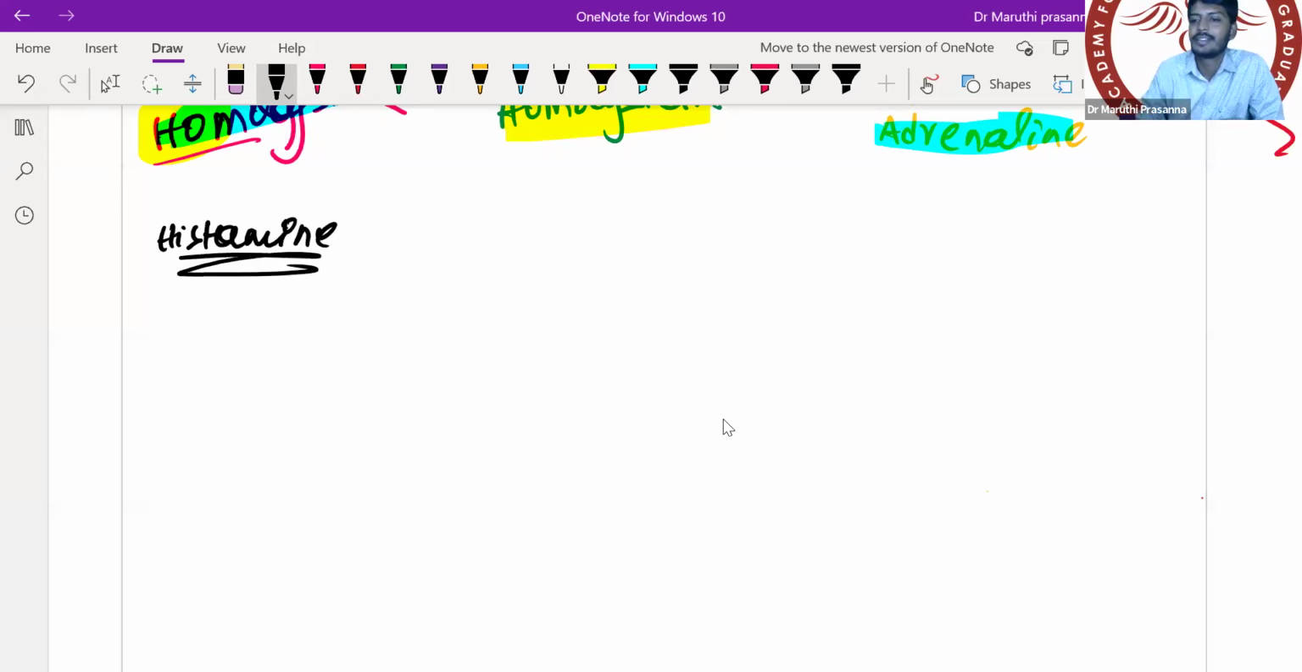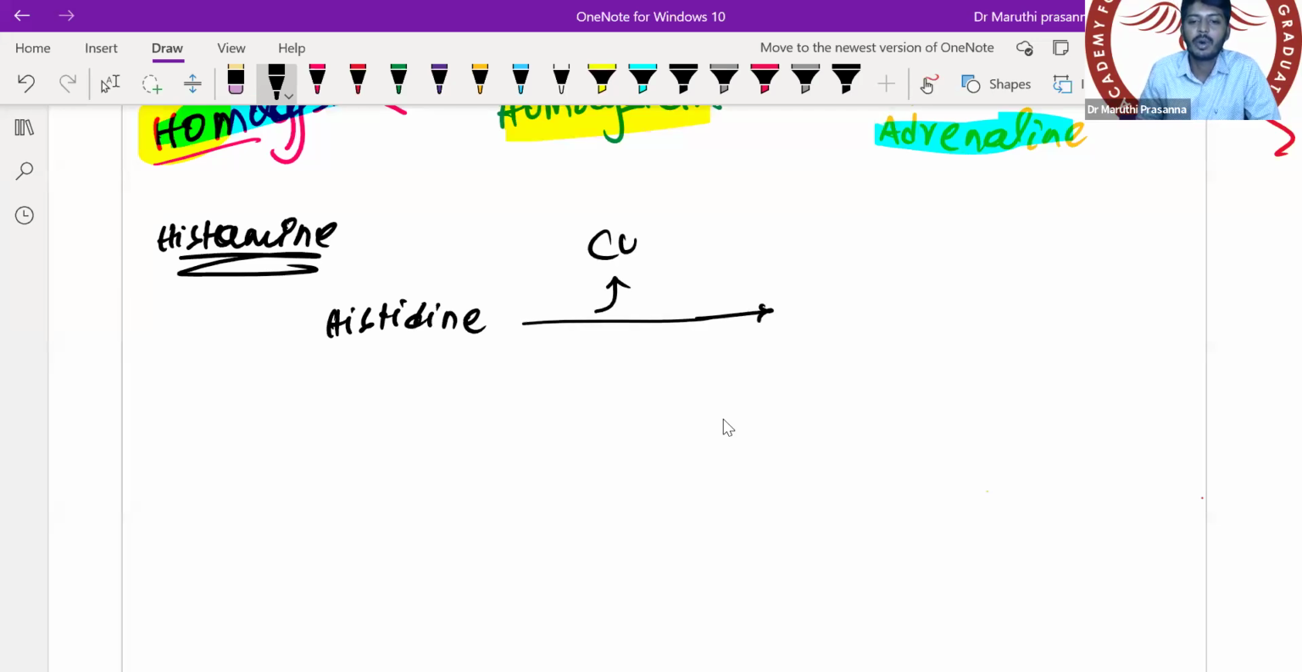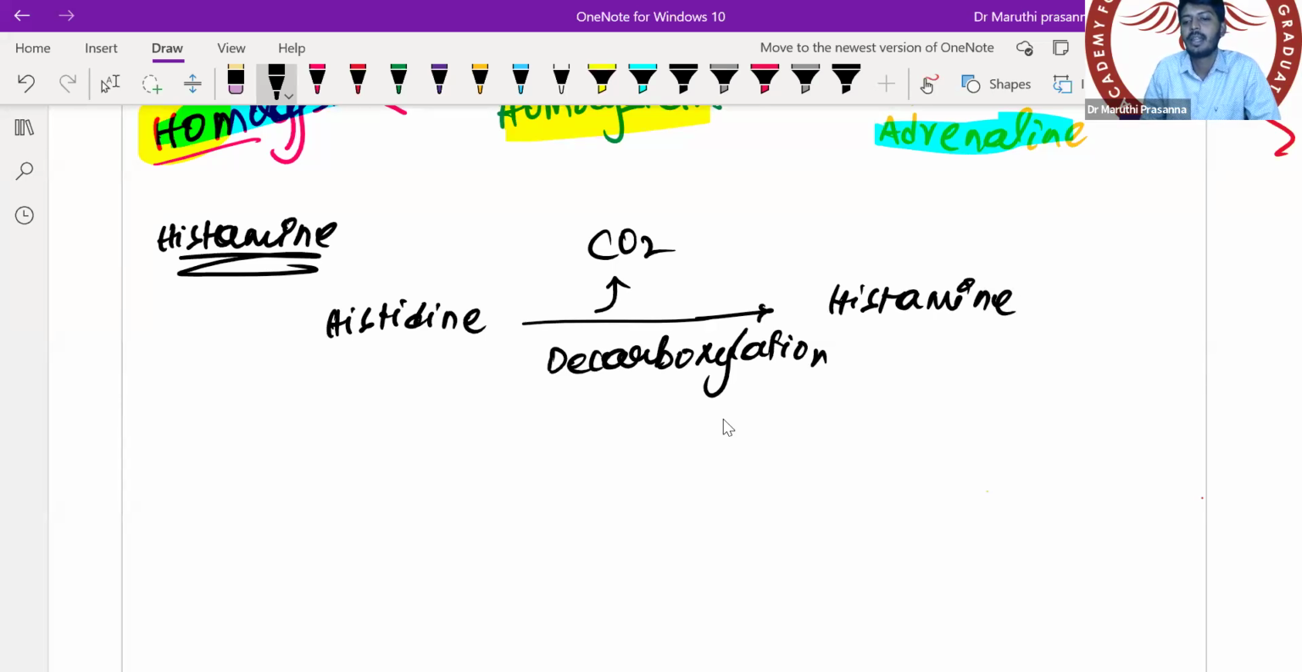Okay. What is that? Histamine. Now histamine comes from an amino acid called histidine. Okay. If our luck is bad, sometimes they even ask, histidine undergoes which reaction? Histidine undergoes decarboxylation reaction to form histamine. To form what is that? Histamine.